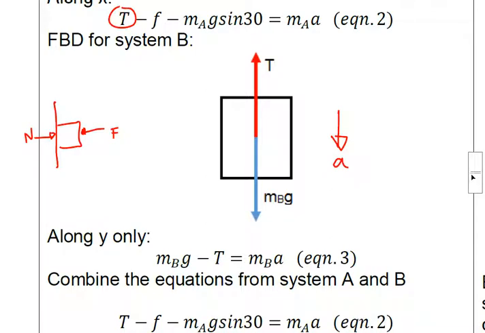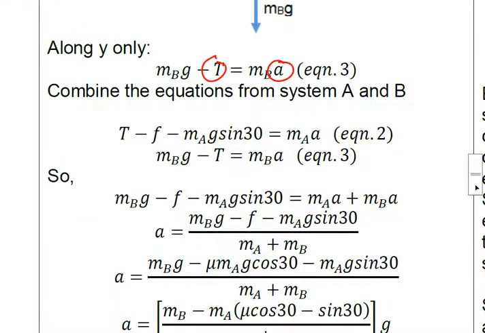Then we may now combine equations. In equation 3, you have T as the unknown, and you have here also another unknown. So we have two equations and two unknowns, so we may eliminate one of the unknowns. We may now combine equations 2 and 3, and with that we can eliminate the tensional variable T. What will remain here is m_B times g minus the frictional force minus this one is equal to m_A plus m_B times a. You may factor out a.